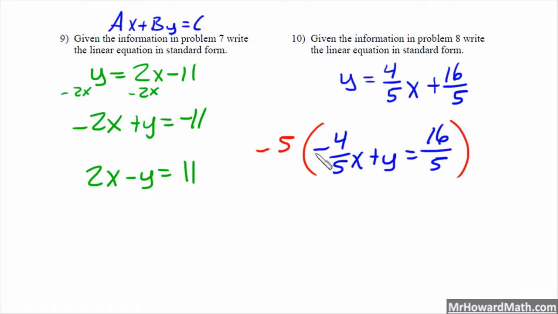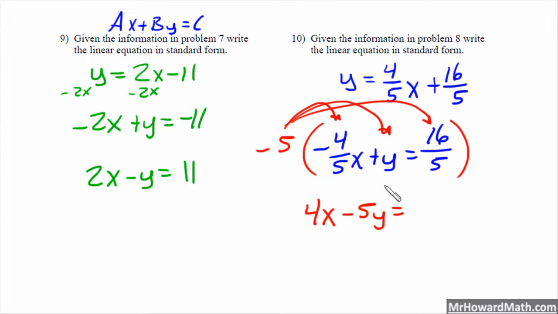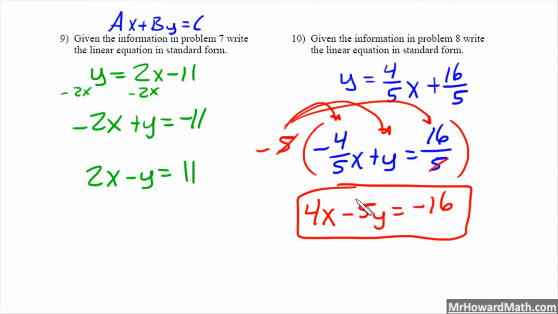So if I multiply every term by this negative 5, I will accomplish my goal, writing it in proper standard form. So this first term would become, again, the negative and the negative, the 5 and the 5 all cancel in this first term, so I'm just left with the 4x. Negative 5 times y, subtract 5y. Negative 5 times 16/5, the 5 will cancel, the negative stays, so it goes in front of that 16, so negative 16. So here it is in proper standard form.